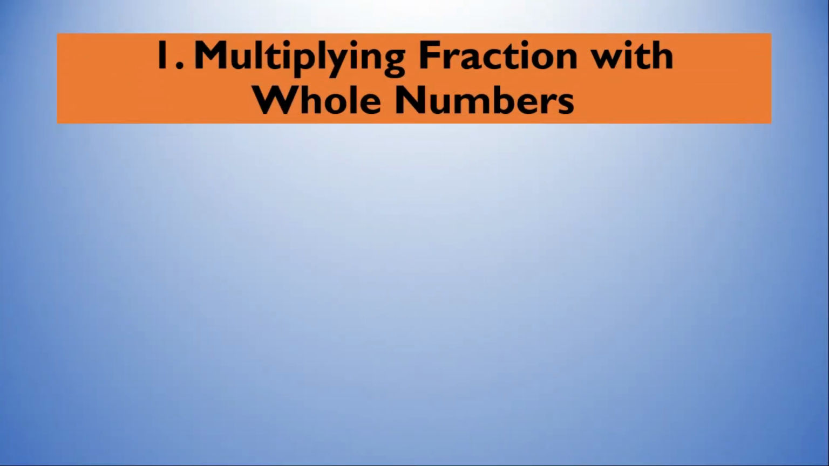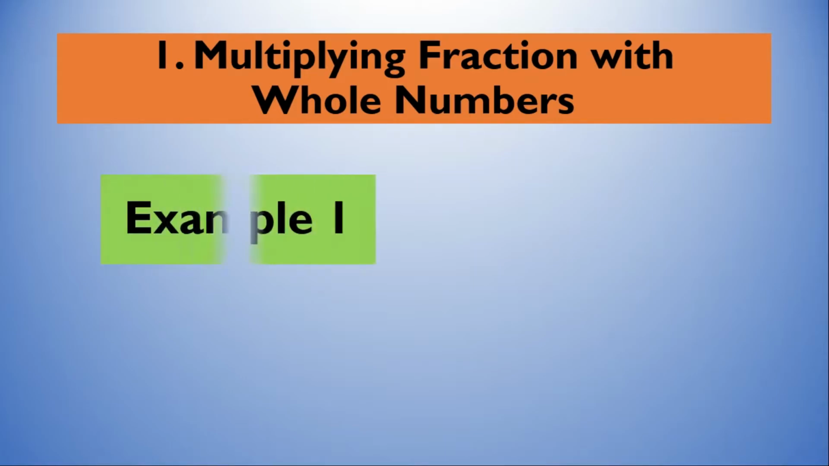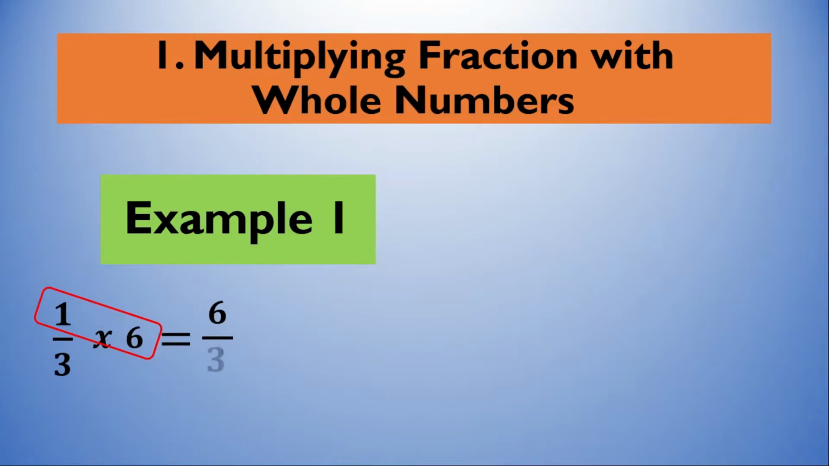Our first discussion is about how to multiply fractions with a whole number. Solve this. A third times 6. First, multiply the numerator by the numerator. In this case, 1 times 6, 6. The denominator does not change, 3. We've got 6 over 3.